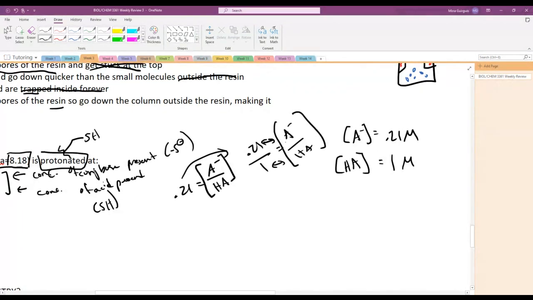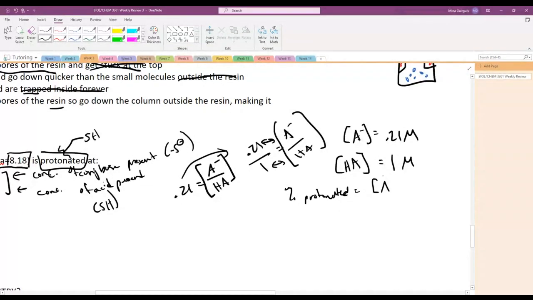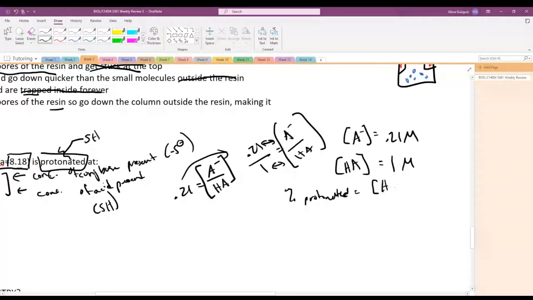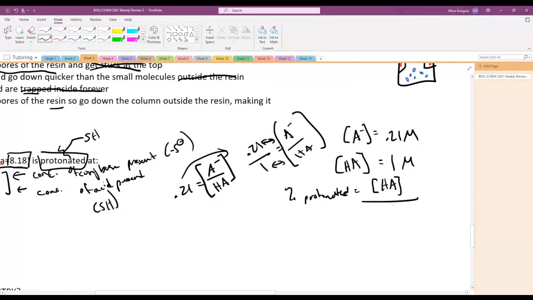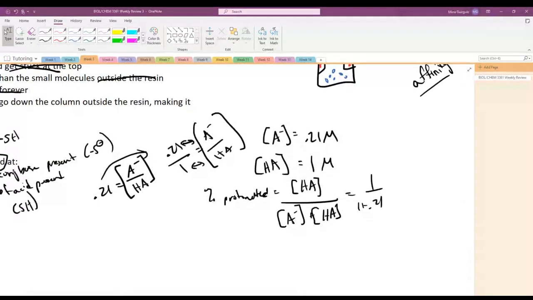Okay, awesome. So now, the percent protonated is equal to the concentration of HA over the total concentration, which is going to be the sum of A minus plus HA. So in this case, it's 1 over 1 plus 0.21, and really quickly, that becomes 83%. My notes have it as 82.6 or 82.7. I'm just going to say 83 for convenience. Okay. So this is the answer to this question.